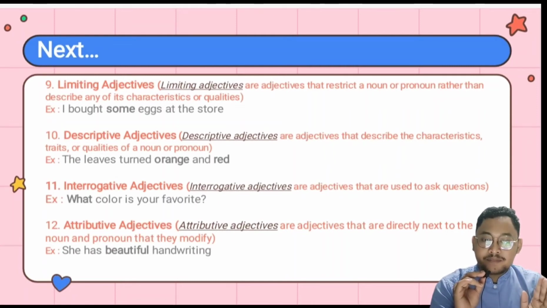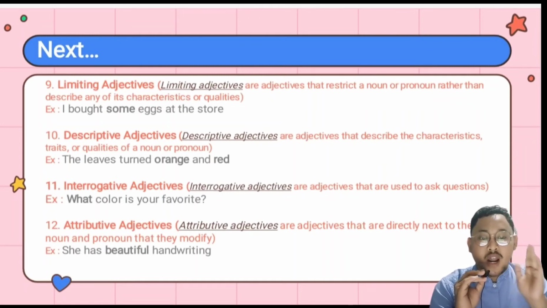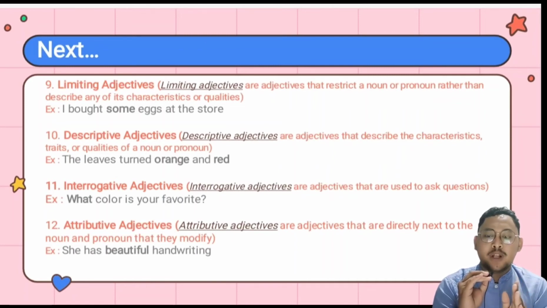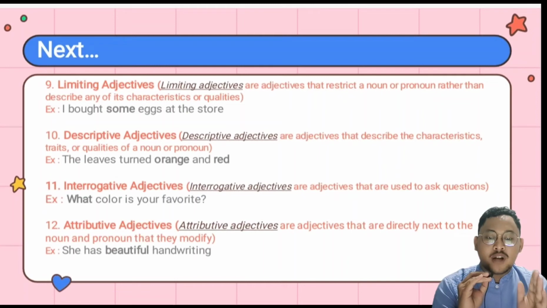Number 10, descriptive adjectives. Descriptive adjectives are adjectives that describe the characteristics, traits or qualities of a noun or pronoun. Example, the leaves turn orange and red. The next, interrogative adjectives. Interrogative adjectives are adjectives that are used to ask questions. Example, what color is your favorite?